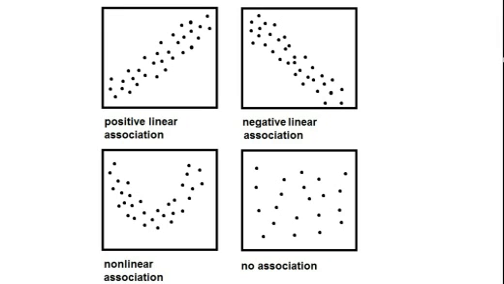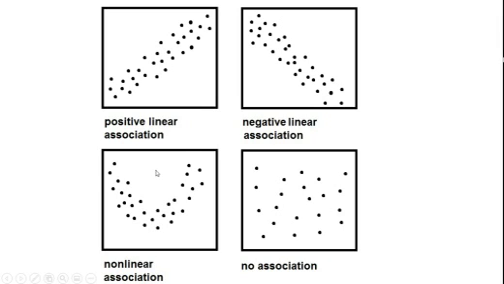So a positive linear association, as you see in this first graph, the graph is going upward. As the x increases, the y is increasing as well. In your negative linear association, as the x increases, the y is actually decreasing. So you've got this nice little downward look.